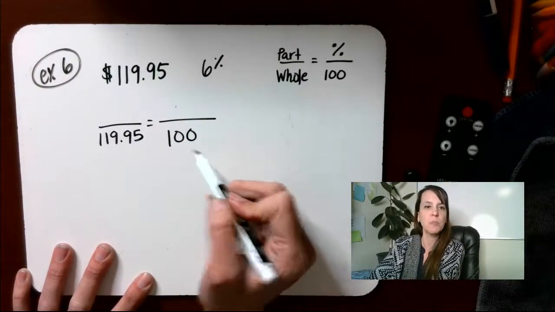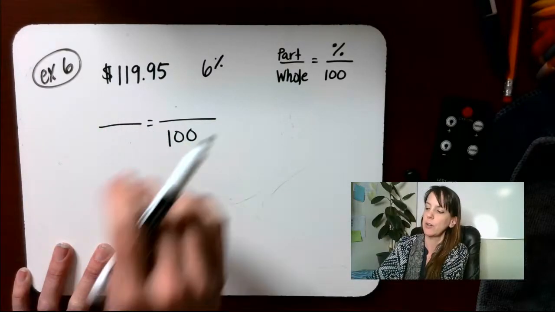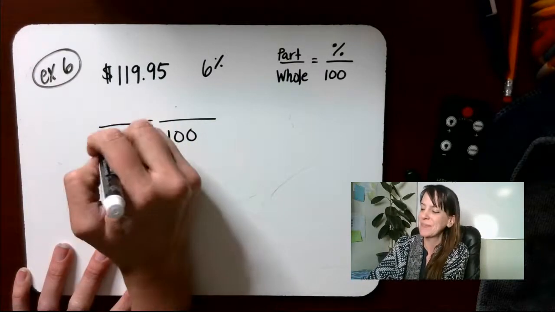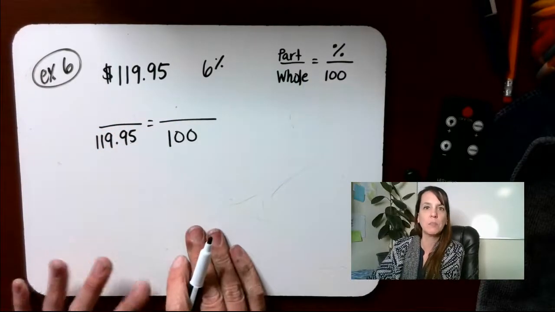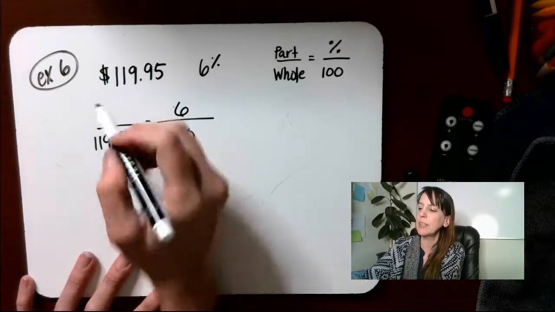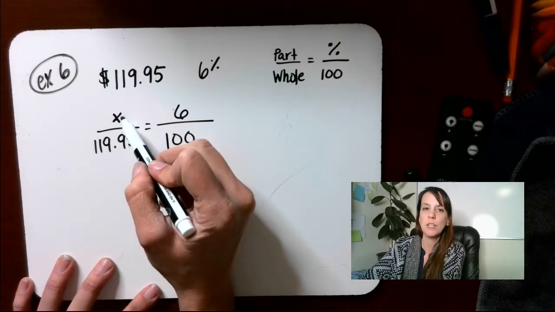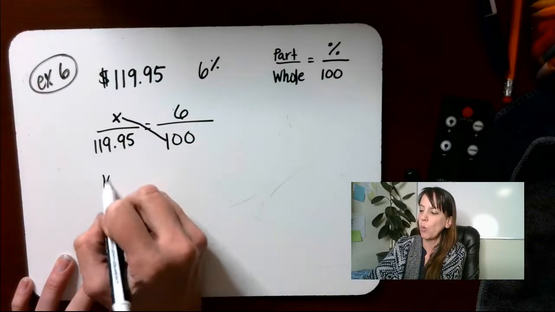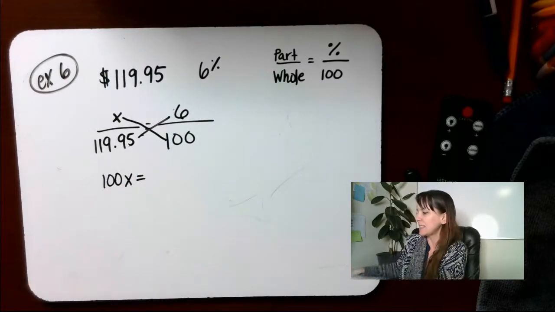So when you have a percent problem, you do your setup. This is what your setup should look like. When you have fraction equals fraction, you have 100%. 119.95 is our whole amount of our bicycle total. We want to find out what the sales tax is. So that's 6% of it, and we're going to put an X here. So the way that we find this is we cross multiply this times this: 100x equals this times this.